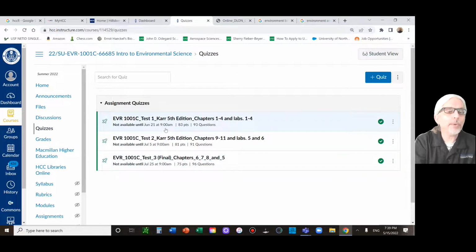It'll open at 9 a.m. on those days. It closes at 11:59 p.m. But remember, you only get an hour and 40 minutes whenever you start, unless you start later than 10:19 p.m. Then you get less than an hour and 40 minutes. Don't do that to yourself.